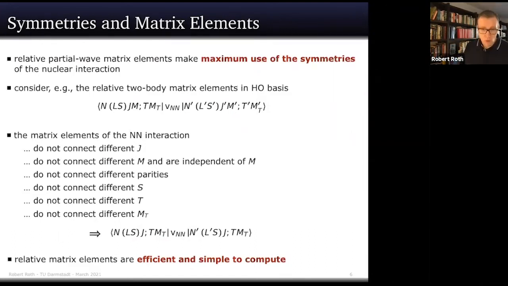And it's even more important if you go to three-body interactions. I don't show you the expressions for the three-body forces here because they're extremely lengthy, tedious. But without the symmetry reduction, you would not be able to store a meaningful set of three-body matrix elements. There would be too many of them. So it's really mandatory that you use these kinds of symmetry reductions.